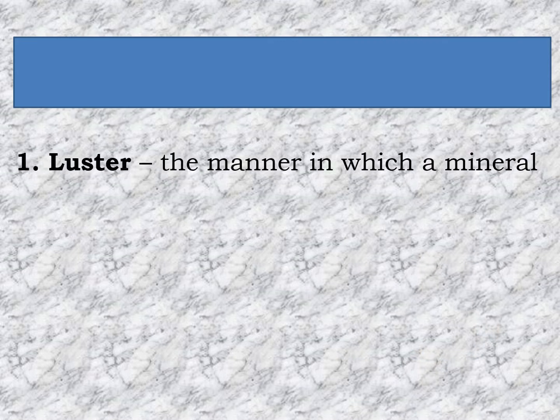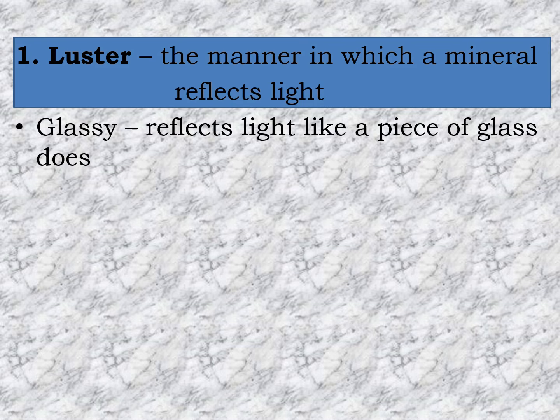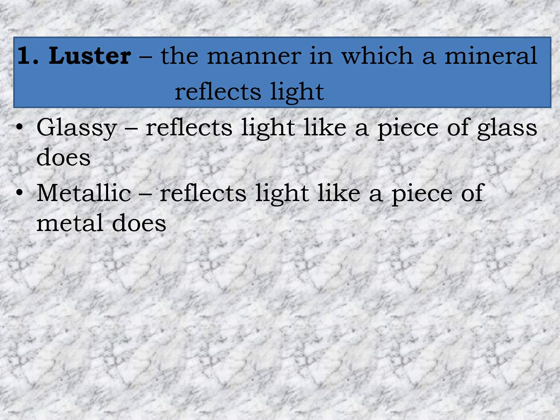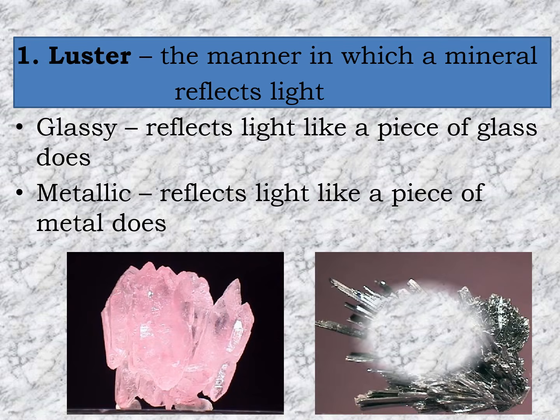So let's start with the luster. Luster refers to the brightness of light reflected from the mineral's surface. It is the manner in which a mineral reflects light. The main types of luster are metallic and non-metallic, or glassy or metallic. When you say glassy, it reflects light like a piece of glass, and metallic reflects light like a piece of metal.